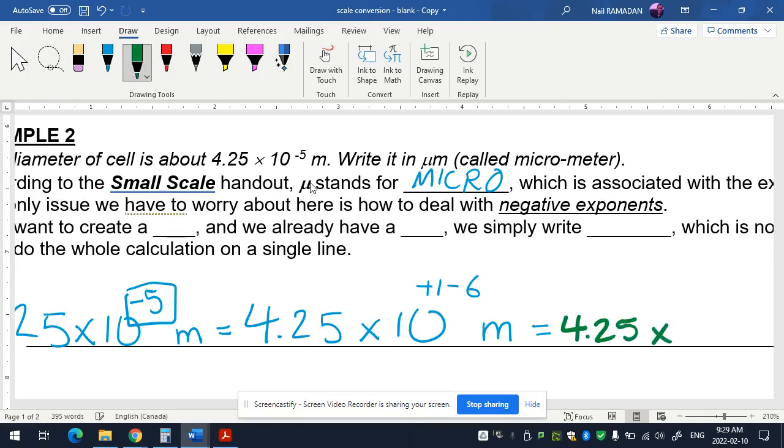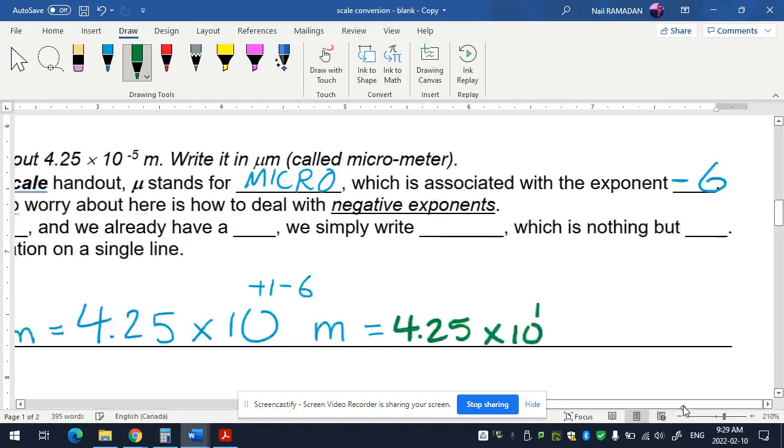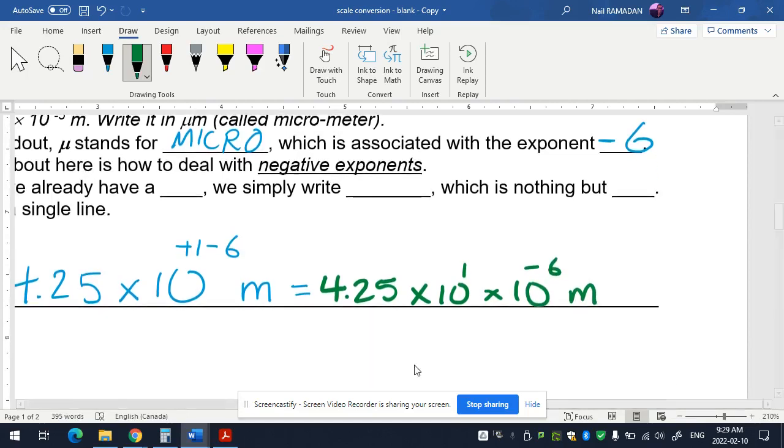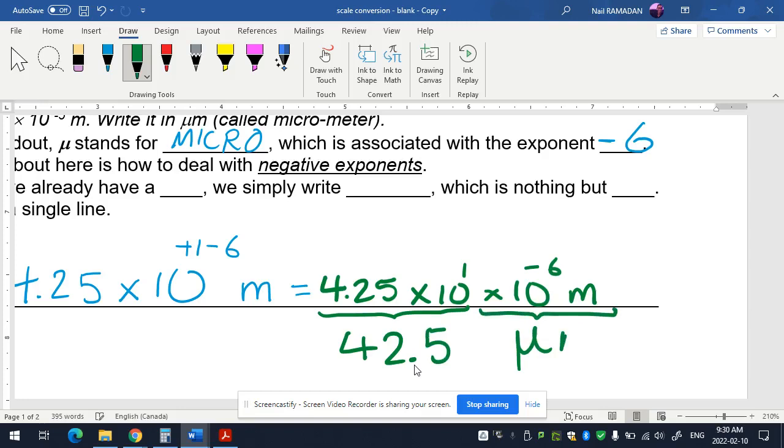So 4.25 times 10 to what first? 1, times 10 to what next? Negative 6. And you still have what? Meters. And now, what does this become? Just that. 42.5. And what does this become? Micro. Welcome to scale conversion. Done. That's it.